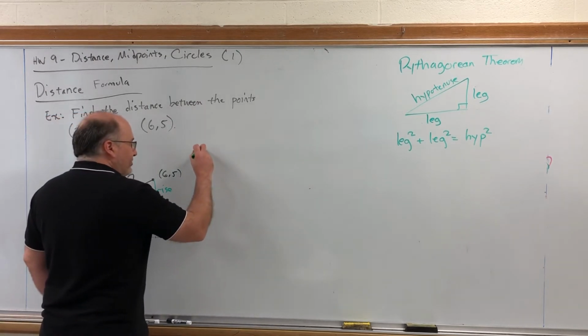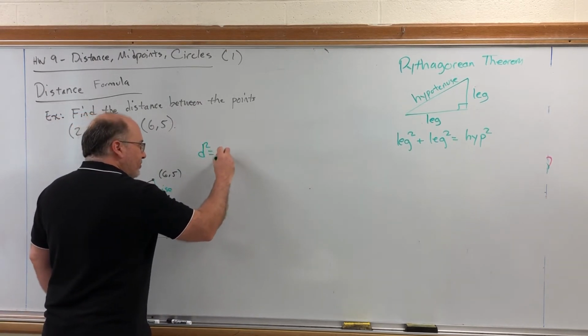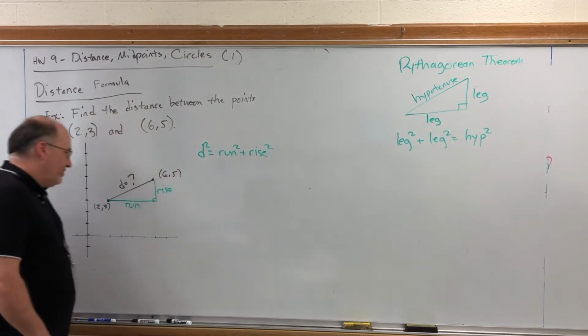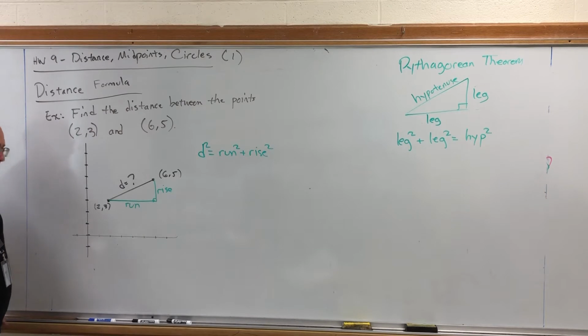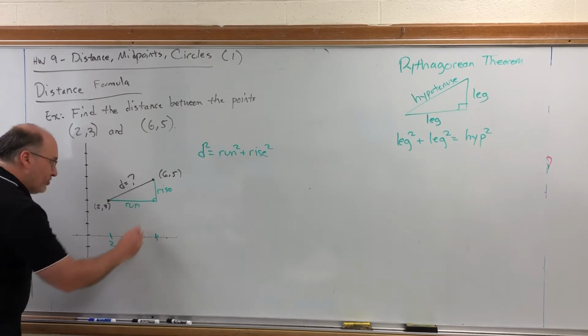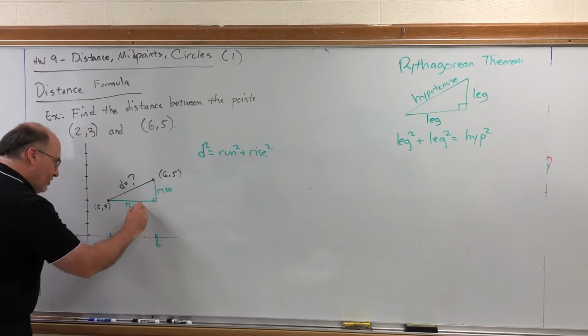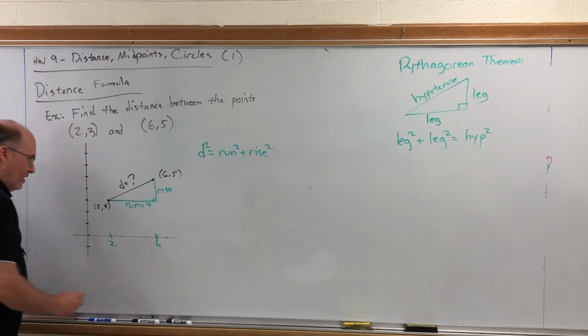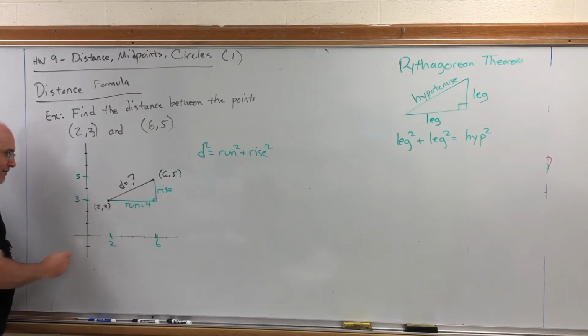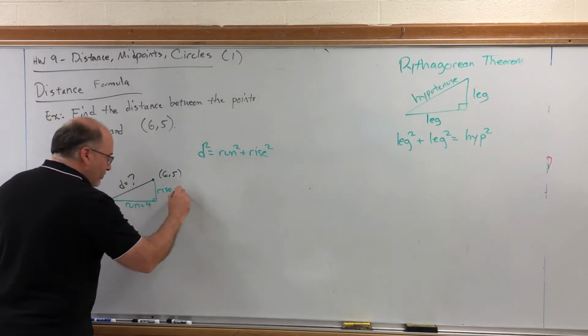I can say that the square of the distance is equal to the square of the run plus the square of the rise. Now we don't have either the run or the rise, but we know how to calculate them. To calculate the run, we just have to subtract the x's. I'm going from x equals 2 to x equals 6, so the run is equal to 4. And for the rise, I'm going from y equals 3 to y equals 5. These are just the numbers in the coordinates. And so the rise is 2.